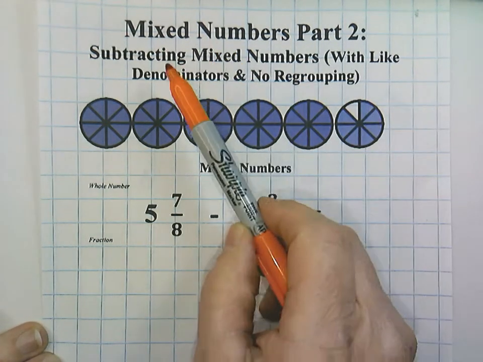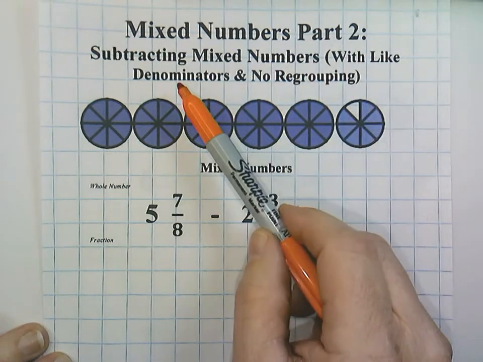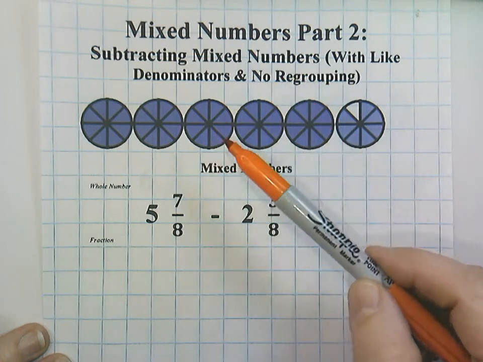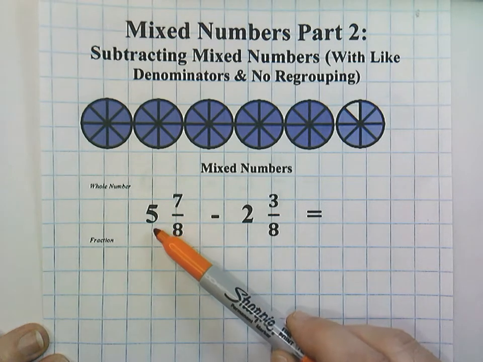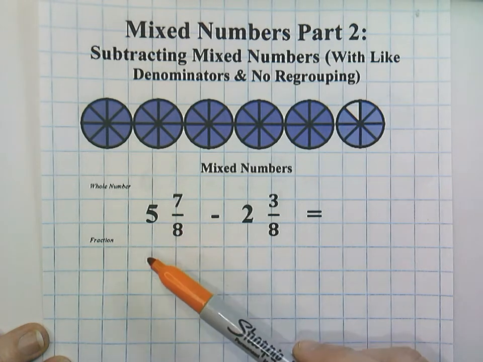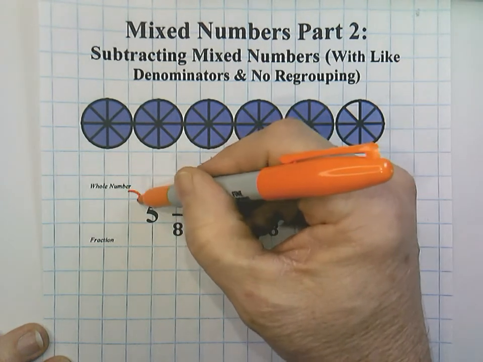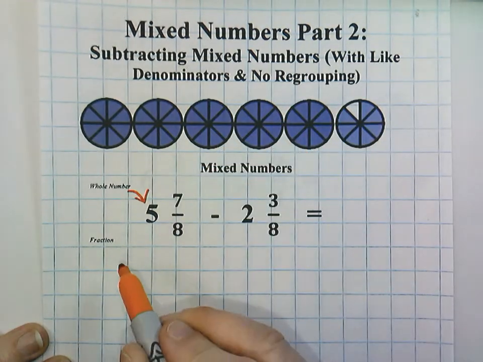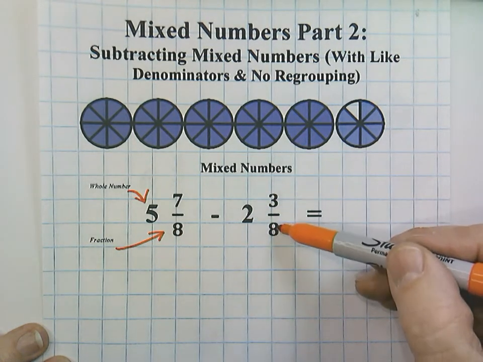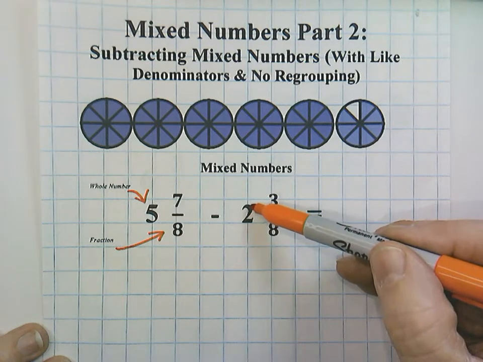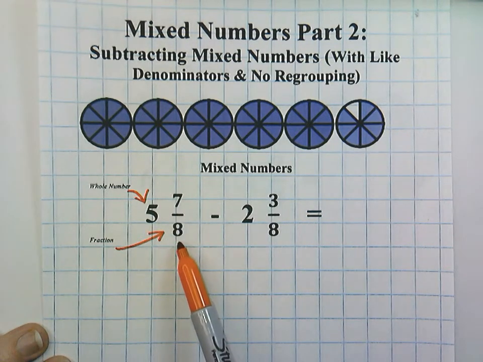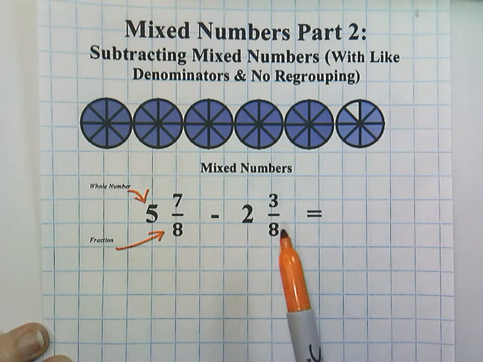Hey everybody, this lesson today is on mixed numbers part 2, subtracting mixed numbers, and these are with like denominators and no regrouping today. Mixed numbers are numbers that have a combination of a whole number and a fraction. For example, 5 and 7/8 is called a mixed number because the whole number is 5 and the fraction is 7/8. 2 and 3/8 is also a mixed number with a whole number of 2 and a fraction of 3/8. So what we're doing today is we're taking 5 and 7/8 and subtracting 2 and 3/8.